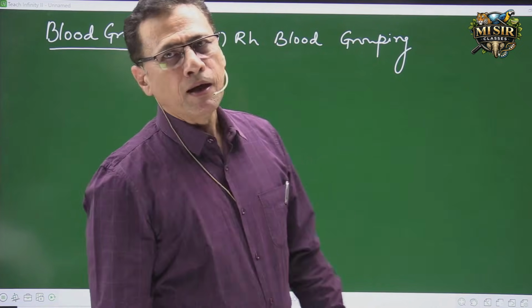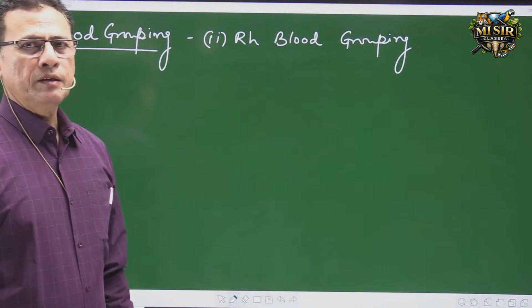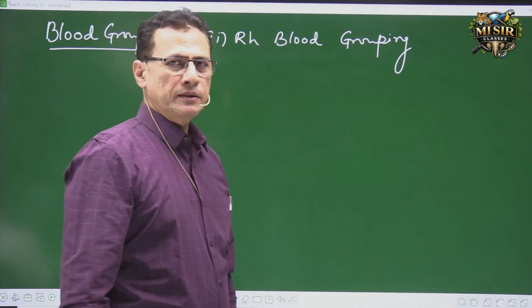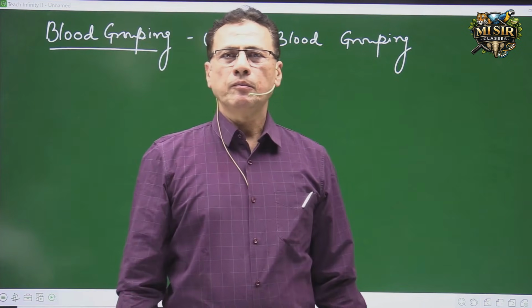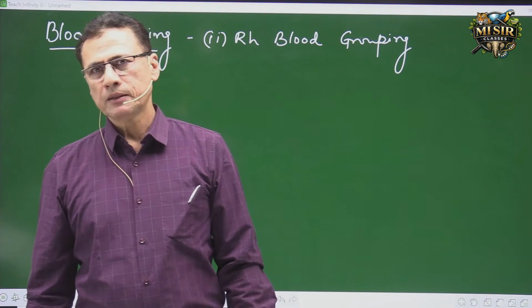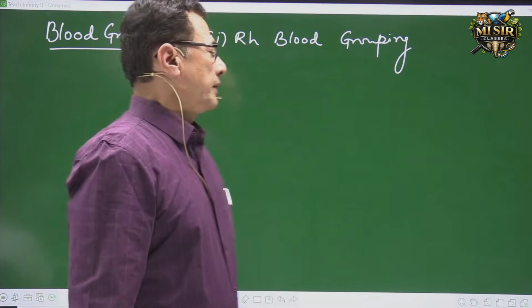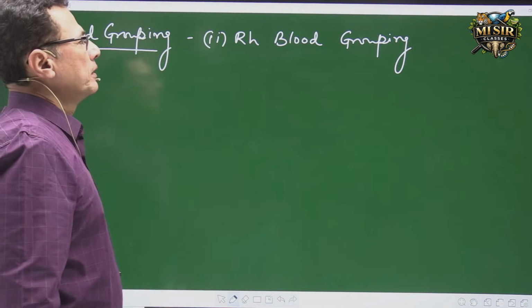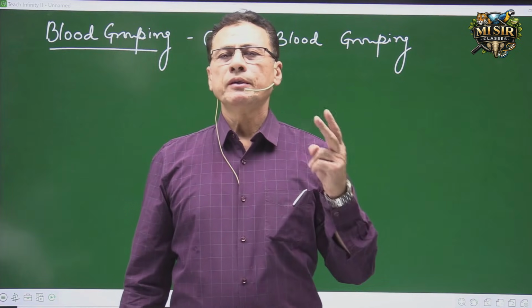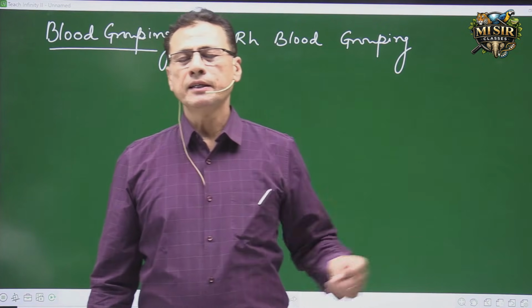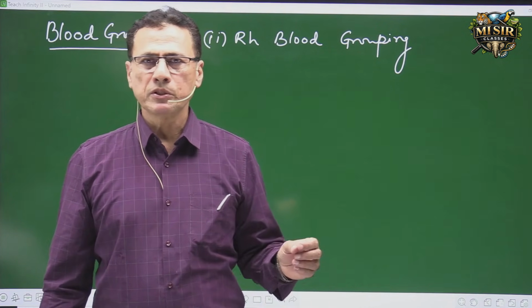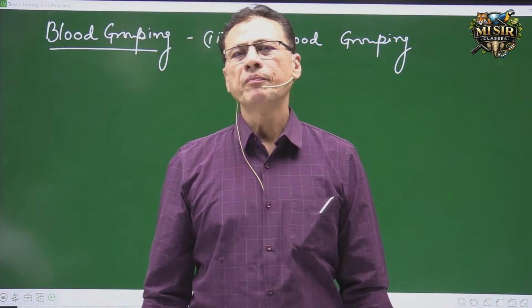Today, I am going to discuss with you an important topic as far as the NEET is concerned. The chapter is body fluids and circulation, and the topic given here is blood grouping. There are two types of blood groups which are discussed in NCERT. One is the ABO blood group system, another is the RH blood group system.